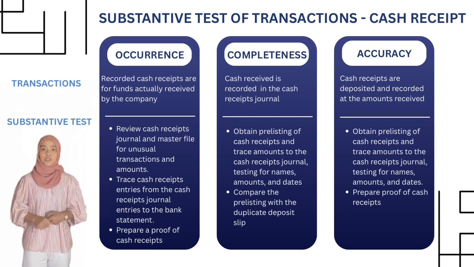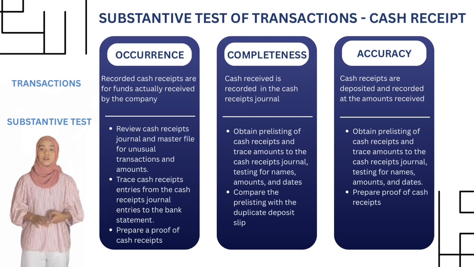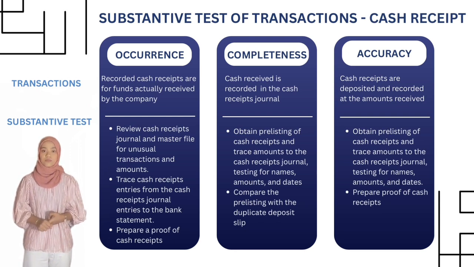For the third one, accuracy. This test checks that cash receipts are deposited and recorded at the amounts received. The auditor uses the pre-listing to trace amounts to the cash receipt journal, verifying names, dates, and amounts. A proof of cash receipt is also prepared to confirm recording accuracy.